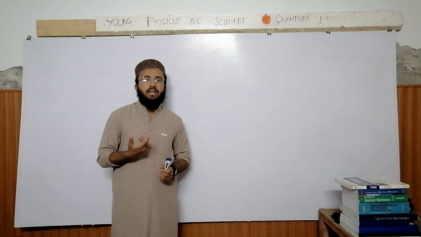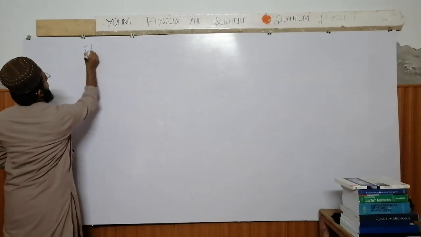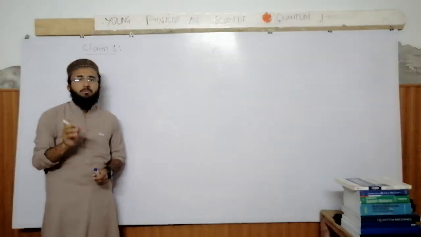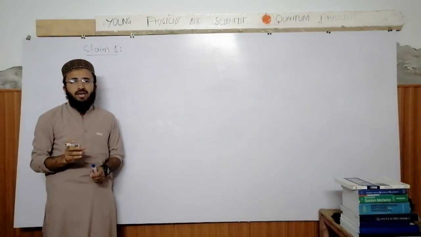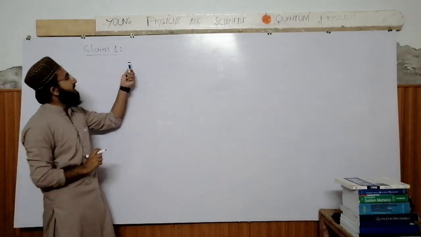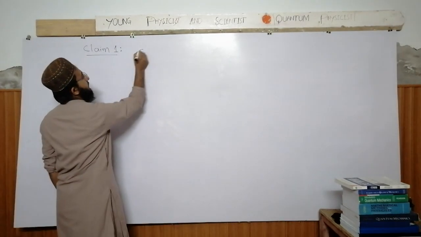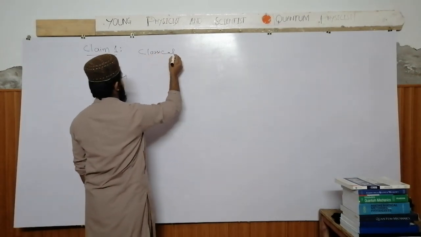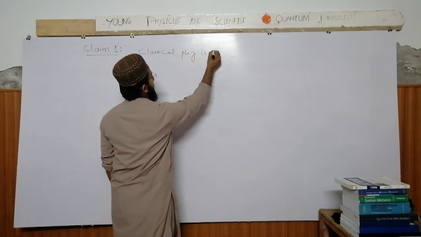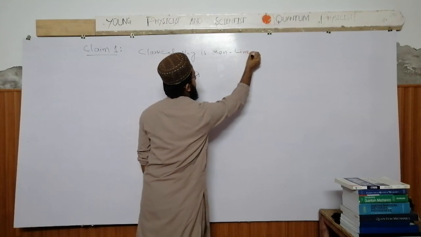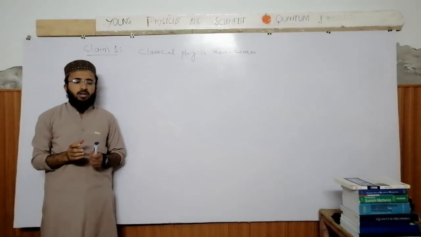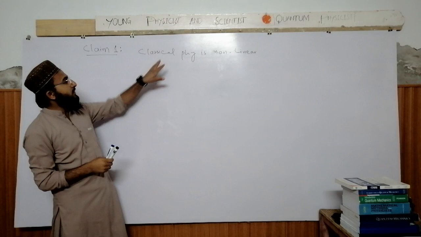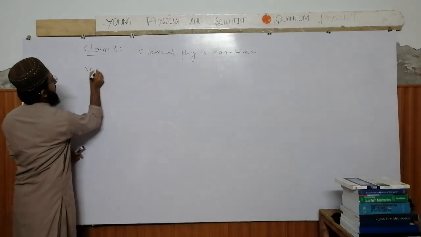So let's start with claim 1. My claim is that classical theories, meaning classical physics, the Newtonian physics, are non-linear. So claim number 1 is: classical physics is non-linear. Now the question is how classical mechanics is non-linear. Now we will have the verification for claim 1.